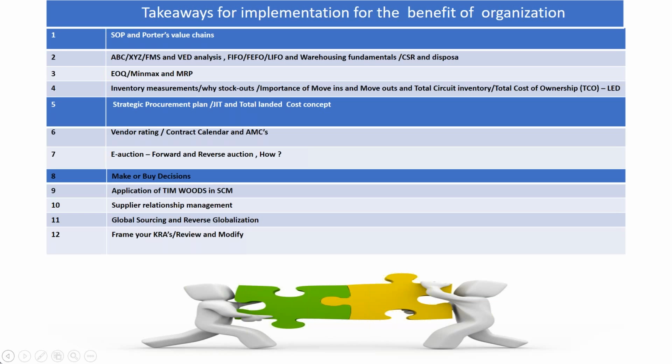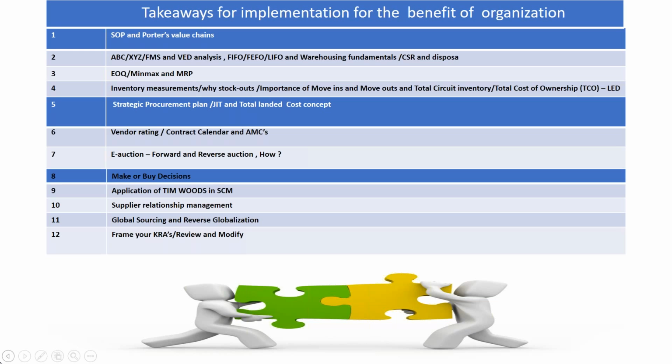Now, inventory measurement. Why do stockouts happen? Importance of move-ins and move-outs, and total circuit inventory, and total cost involved, total cost of ownership. TCO is very important. I'll give you a case study of TCO also during the course. Strategic procurement plan, and just in time and total landed cost concept. Vendor rating, as I said, and contract calendar and AMCs. You should be implementing that.